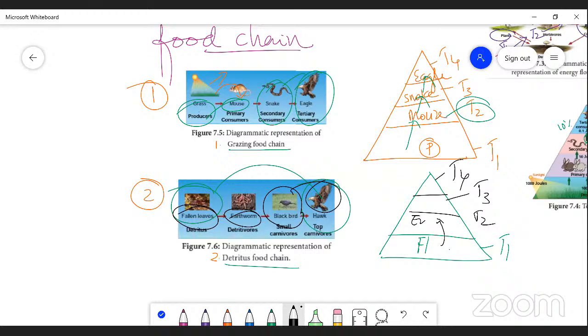I repeat it again. The food chain can be divided into two types. One is the grazing food chain, another is the detritus food chain. The grazing food chain starts with the living system and ends with the living system, whereas the detritus food chain begins with dead matter and ends with the living organism, right? This is the major difference between the grazing food chain and the detritus food chain. Next, we pass on to the food web.